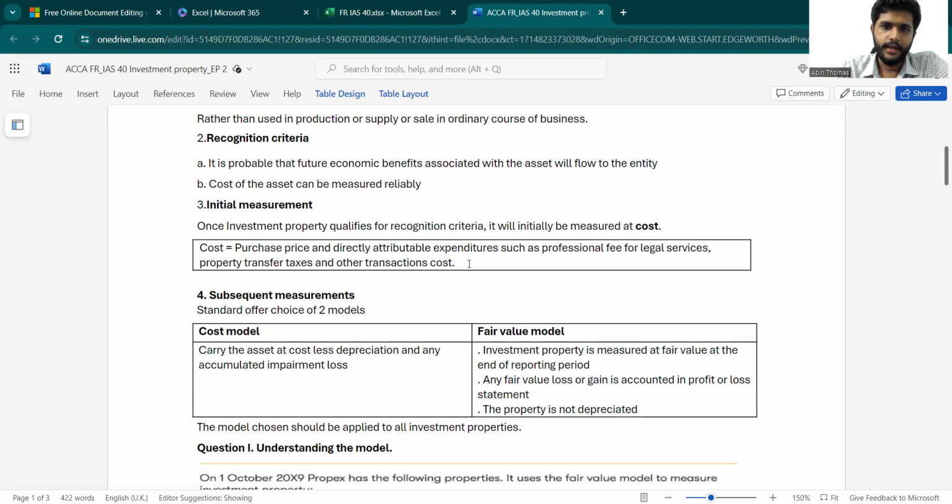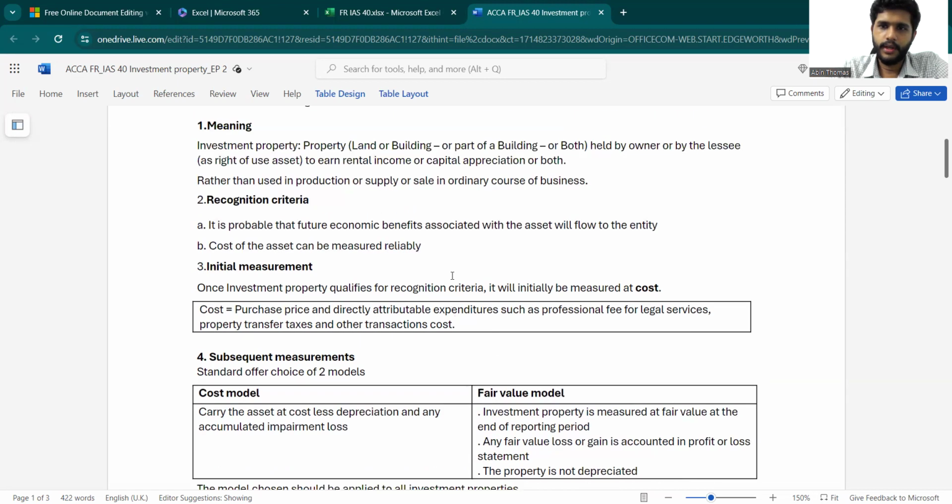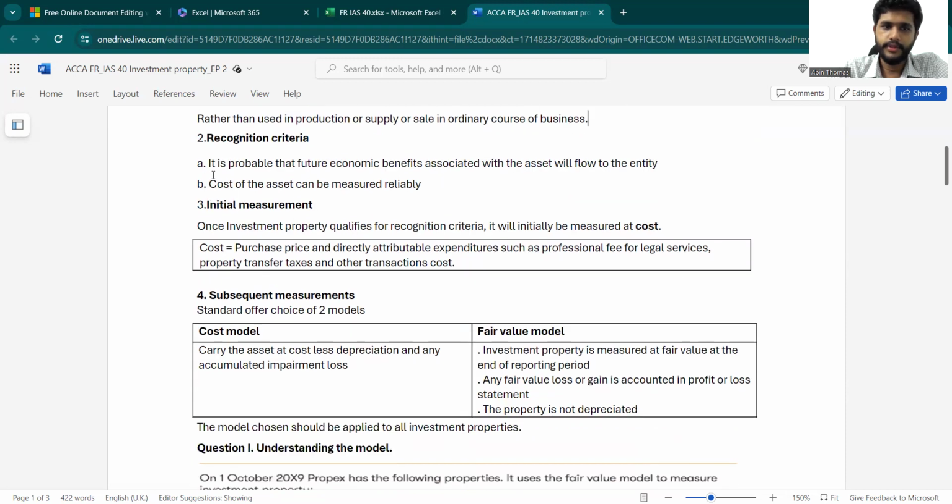Okay. I believe you all got the idea about what the meaning is. It can be a property, land or building, solely for the purpose of earning rental income or capital appreciation. It should not be for production or supply or sale in the ordinary course of business. Then in the recognition criteria, the property should generate future economic benefit associated with the asset which flows into the entity, and the cost of that asset can be measured reliably.